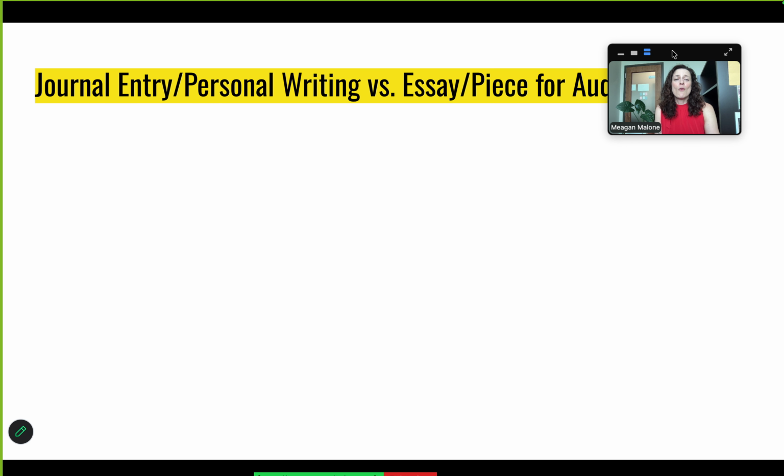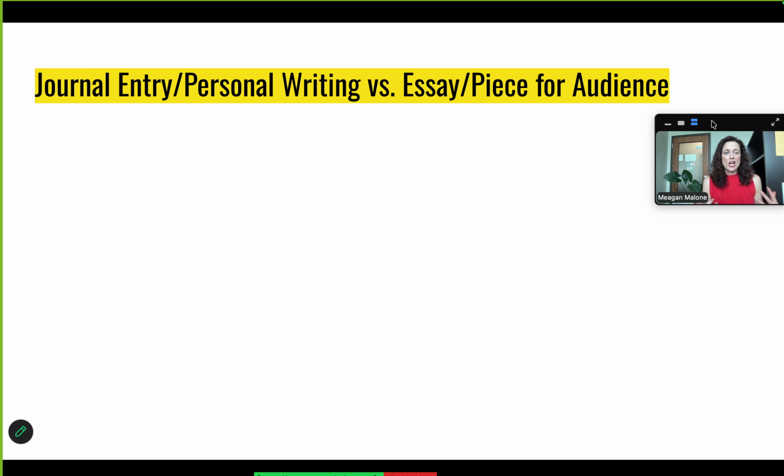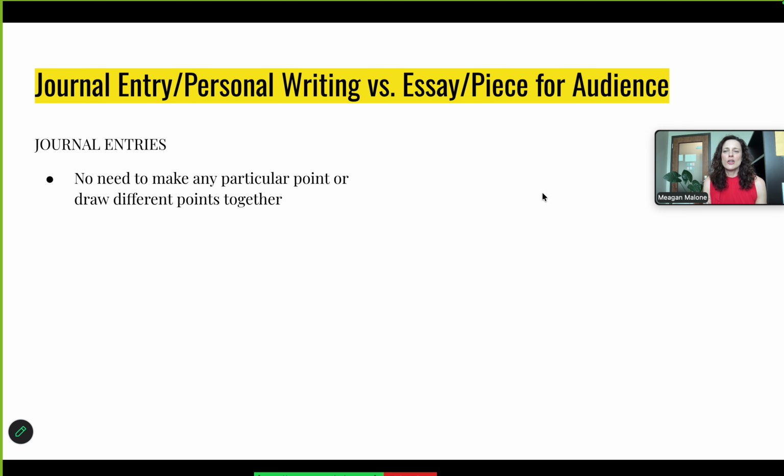Okay, so I want to go back to this thing that we're talking about. A lot of your first draft felt a little bit like a journal entry or personal writing. And so let's contrast that with what it means to write for an audience, because you're writing for an audience of your peers. So when you're writing a journal entry, you can make a million different points and never put them together, and that's fine. It's not about drawing them together.